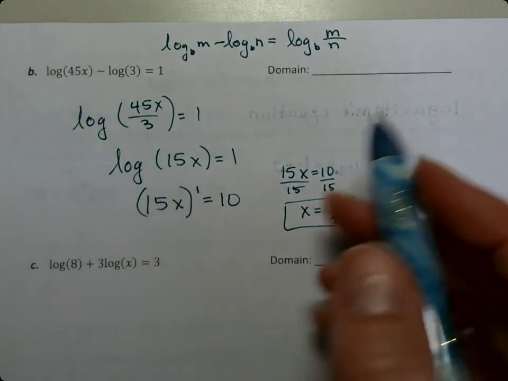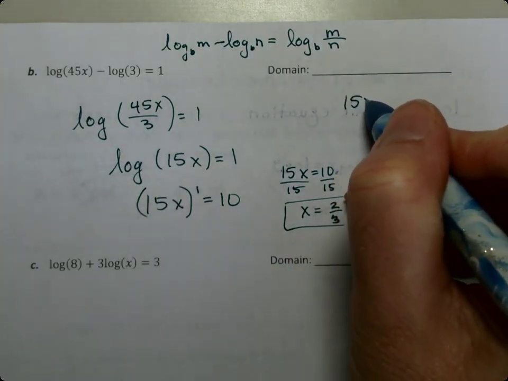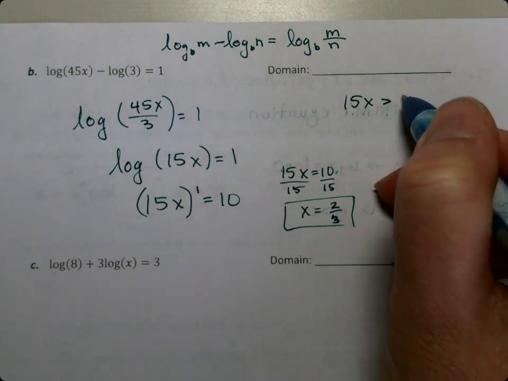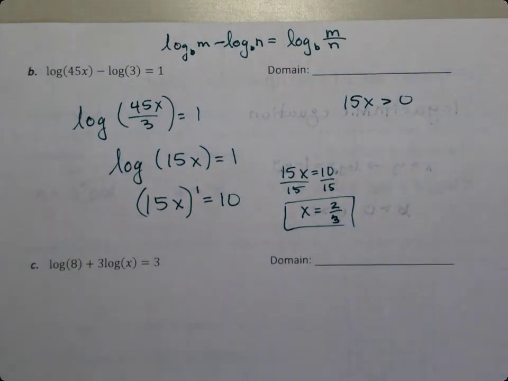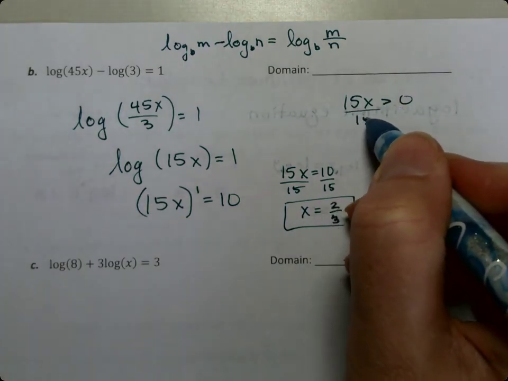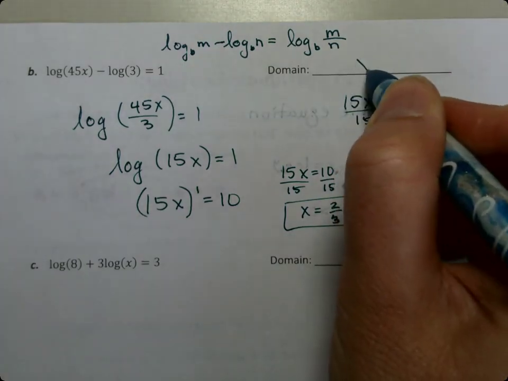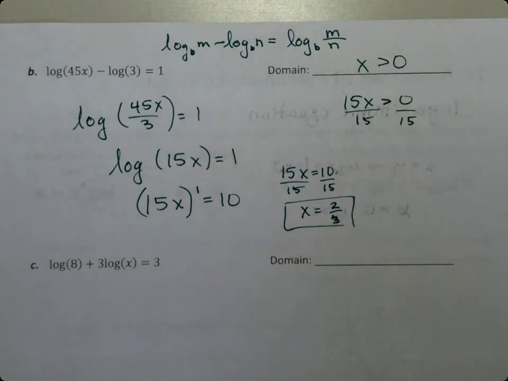Now, what about my domain? Let's look at this written as a single log. 15x, what's in there, must be greater than 0. Okay, so then what? Divide by 15. x has to be greater than 0, and ours is, so we're good.